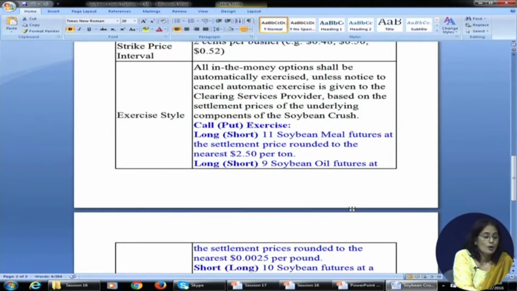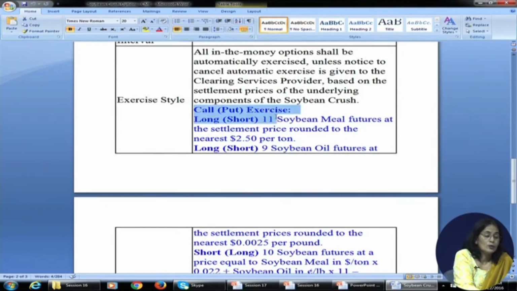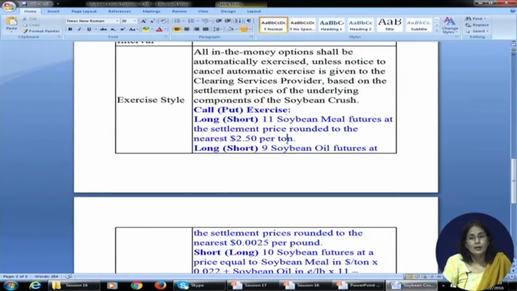So this soybean crush synthetic future is the underlying, and this being an option, it can be a call option and a put option. We also have discussed when an option will be in the money and out of the money, with respect to call and put options. The same concept you have learnt in your financial derivatives subjects is applied. We have discussed this in detail in one of the earlier sessions. The soybean crush synthetic futures is compared with the exercise price, and depending upon whether it is a call or put option, if exercise happens, please see this.